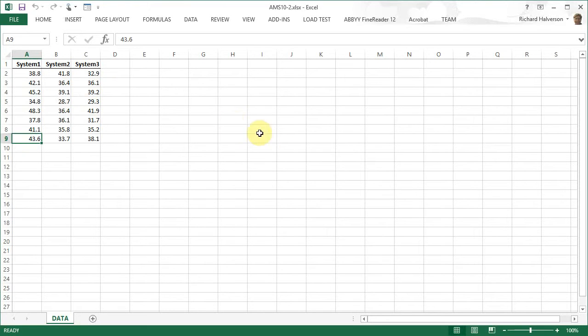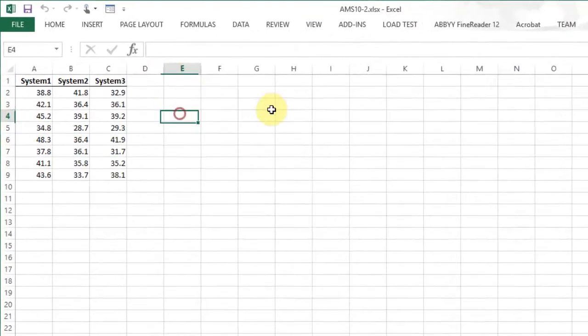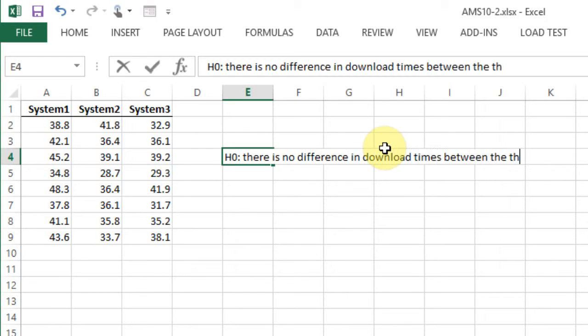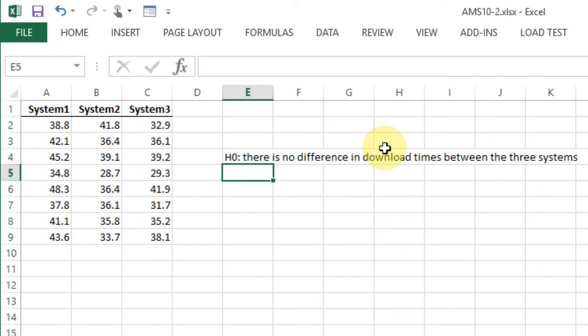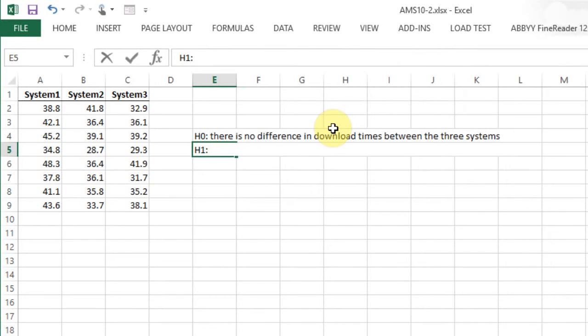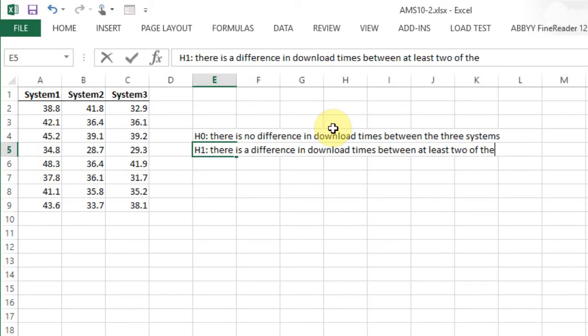And so let's write some hypotheses here. The null hypothesis is that there is no difference in download times between the 3 systems. And so the alternative H1 would be there is a difference in download times between at least 2 of the systems.